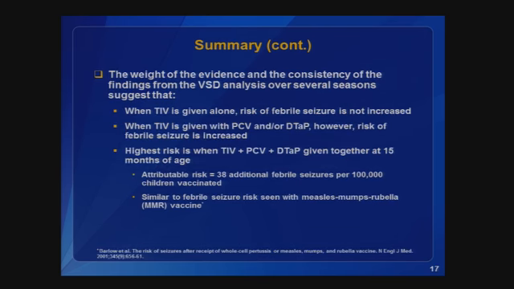So the weight of the evidence and the consistency of the findings from the VSD analysis over several seasons suggests that when TIV is given alone, risk of febrile seizure is not increased. When TIV is given with PCV and or DTaP, however, the risk of febrile seizure is increased. The highest risk is when TIV, PCV, and DTaP are given together at 15 months of age. The attributable risk was 38 additional febrile seizures per 100,000 children vaccinated with that combination. And this is similar to the febrile seizure risk seen with MMR vaccine.